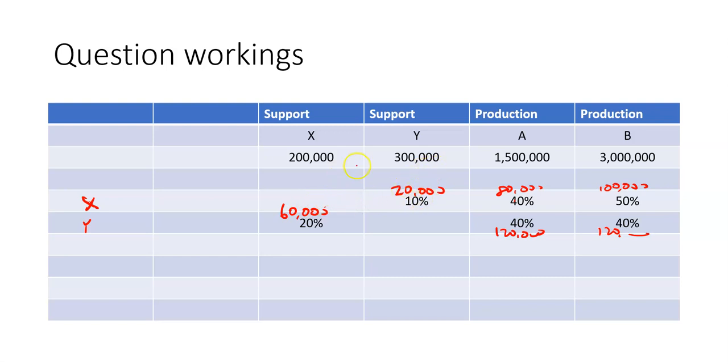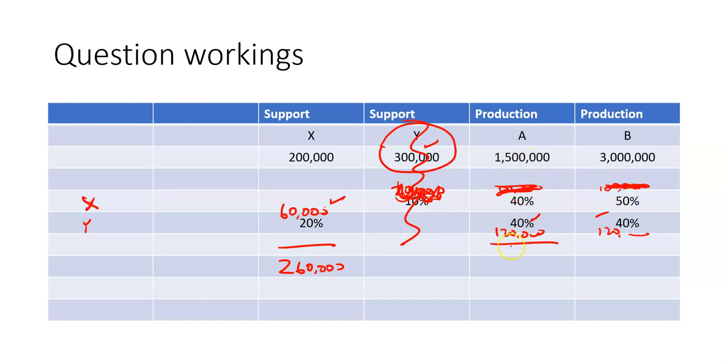So let's split Y, because that's what they're telling us, because it's the larger one, right? The first thing I do is to get rid of Y. So I'm going to split Y's 300,000 first into 60, 120, and 120. So Y goes. It's gone. Now I have 260,000 for X, and I have here 1,500 plus 120, which is 1,620, and I have 312,000.